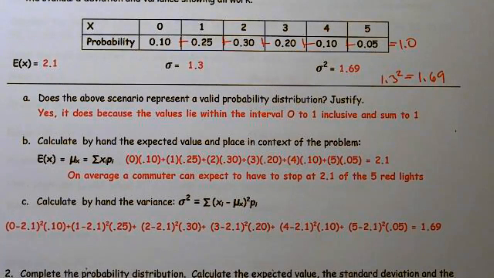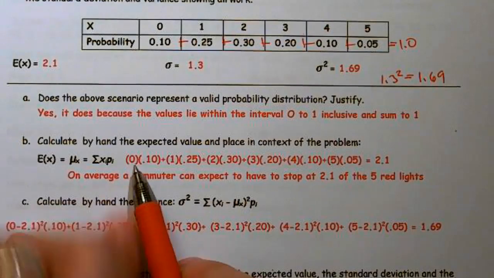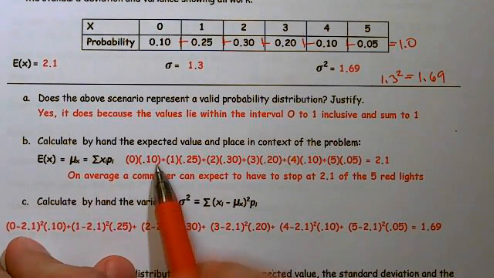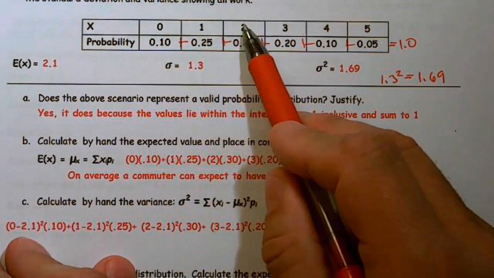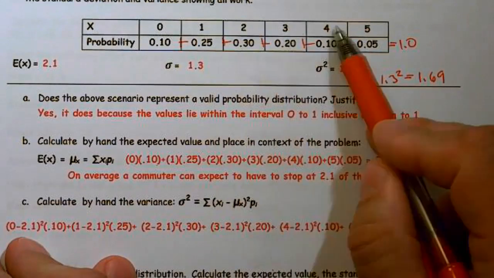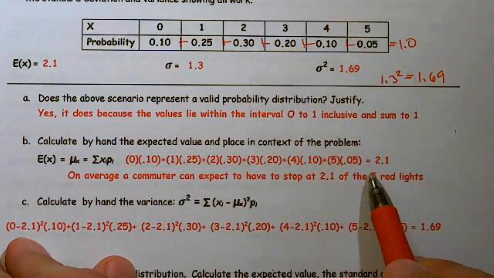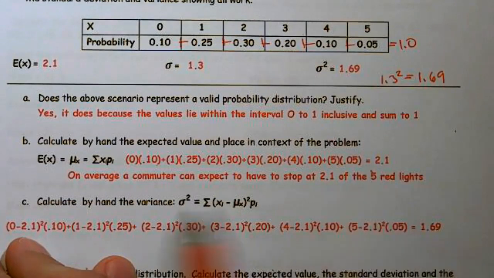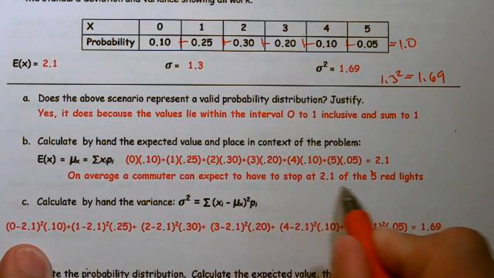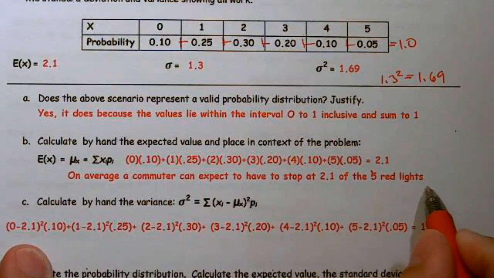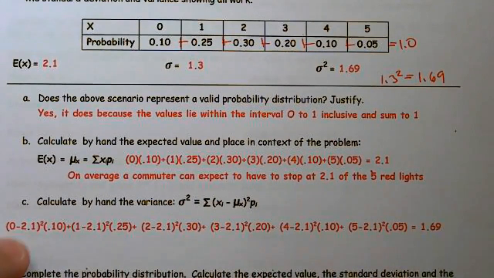So I need to be able to show my work. So calculating by hand, 0 times 0.1. So 0 times this, plus 1 times this, plus 2 times this, plus 3 times this, plus 4 times this, plus 5 times this, equals 2.1. And so on average, we can expect to have to stop at 2.1 of the 5 red lights. On average, we expect to stop at 2.1.